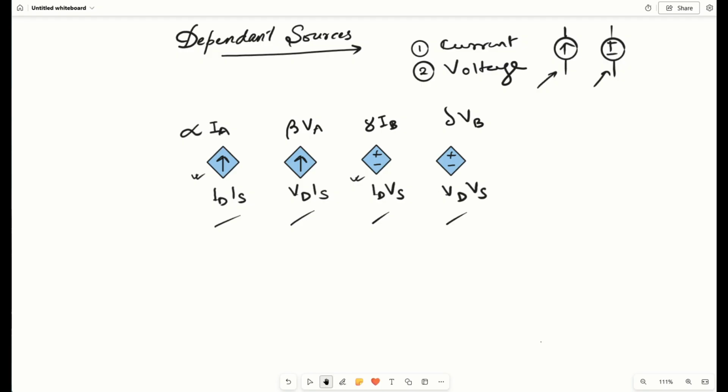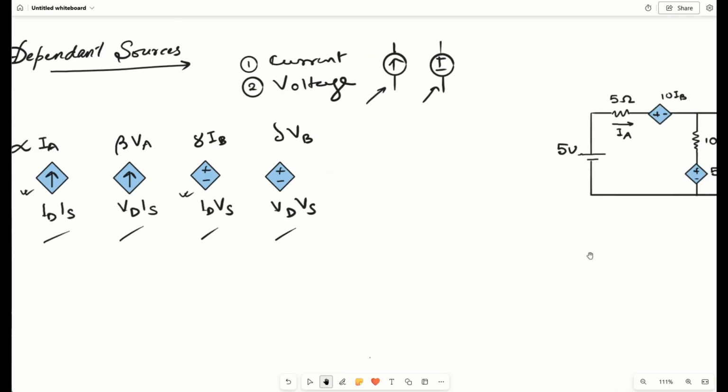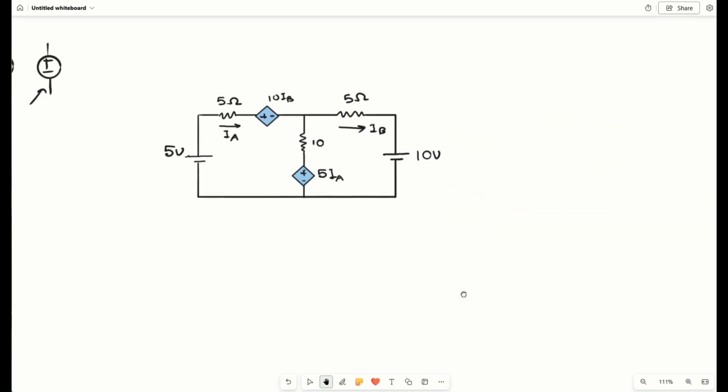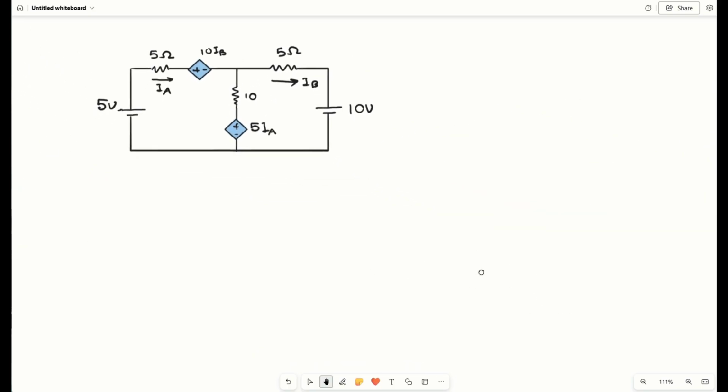As we know, sources are of only two types, current source and voltage source, and then depending on whether it is dependent on current or voltage, it is called current dependent or voltage dependent. Now let's see, if these sources are present in a circuit, how we are going to write down the KVL equations, or how we are going to solve the circuit.